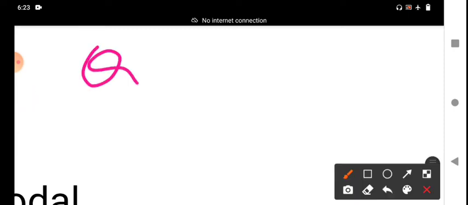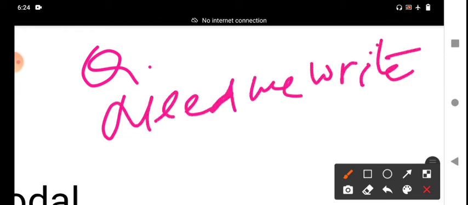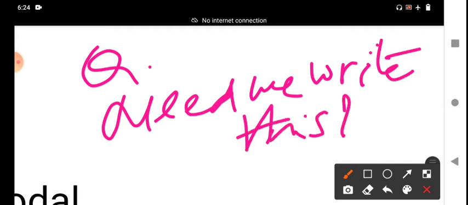Well, how do you frame the question form of the semi-modal need? It is not very common; it is rather formal. Need we write this? It is an interrogative sentence. Need we: the verb comes before the subject. Inversion. Need we write this down?